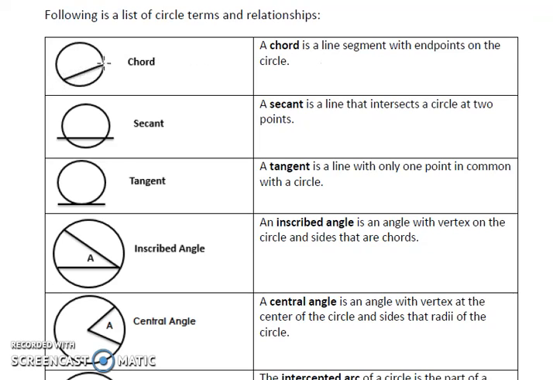So these would be the endpoints. This line is the chord. A secant is a line that intersects a circle at 2 points. This line is a secant and it intersects the circle at this point and this point.